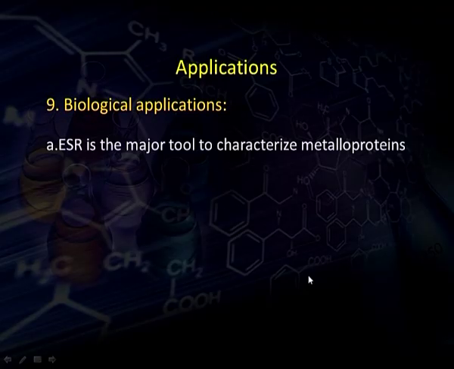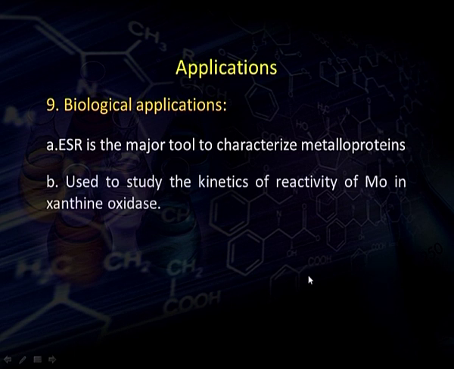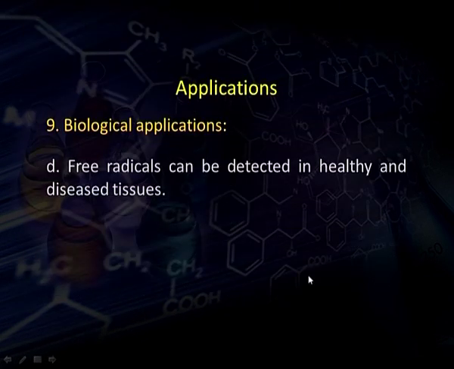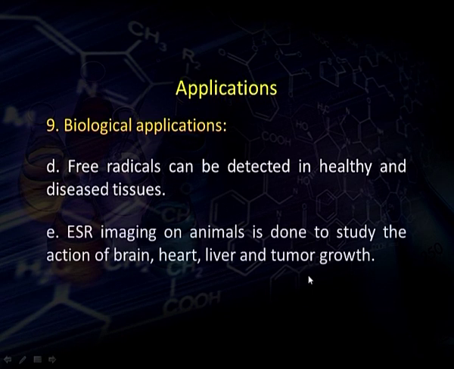It also has some biological applications, some of which are: first, it is used as a major tool to characterize metalloproteins. It is also used to study the kinetics of reactivity of molybdenum in xanthine oxidase. It also finds use to measure the metal-metal distance between chromium 3+ and manganese 2+ nucleotides for various complexes of glutamate synthetase. Free radicals can be detected in healthy and diseased tissues. ESR imaging on animals is done to study the action of brain, heart, liver and tumor growth.